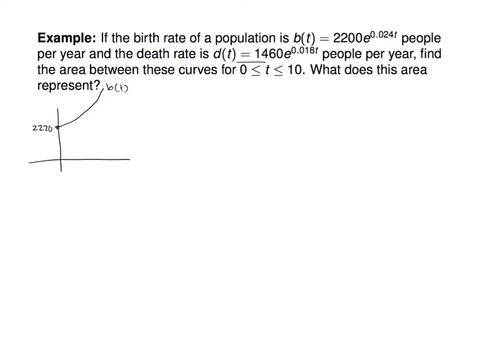D, when you plug in 0, gives you 1,460, right? How do you know that D is always below B? Say that again? It's 2,200, yes, I added an extra 2. The powers, yeah. The percent growth per year is 2.4% versus 1.8%. The rate of growth is higher in B. So you know that B is always above D.